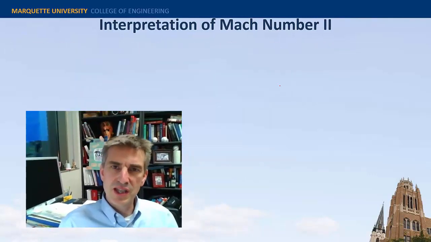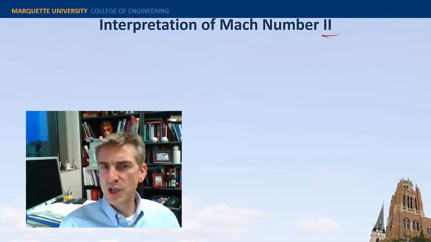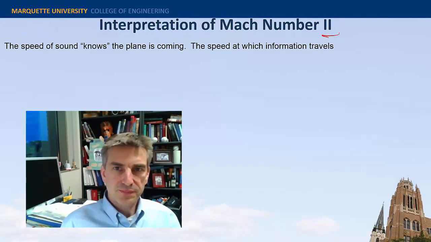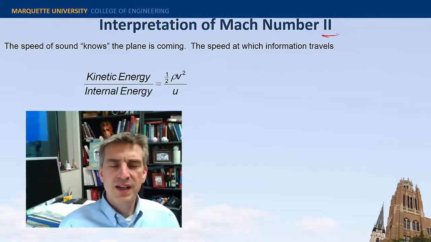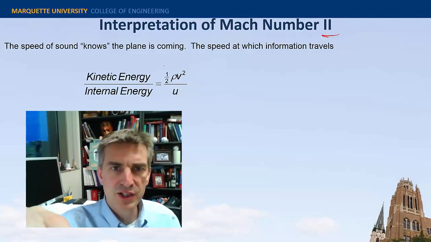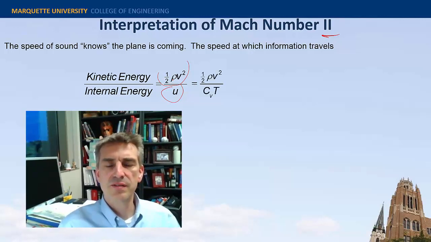And another interpretation that I really like, I'll call it interpretation of Mach number 2, is from John Anderson's book. And it really has to do with that the Mach number is related to the ratio of kinetic energy to internal energy. So we know kinetic energy to be 1/2 rho v squared, and internal energy, let's just call it U. That's kind of our classic thermodynamic variable.